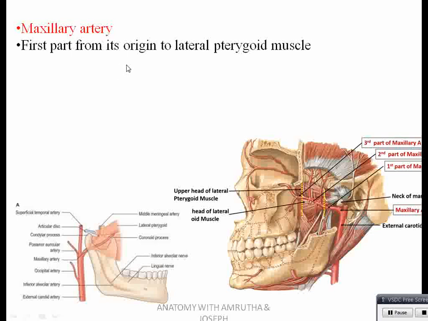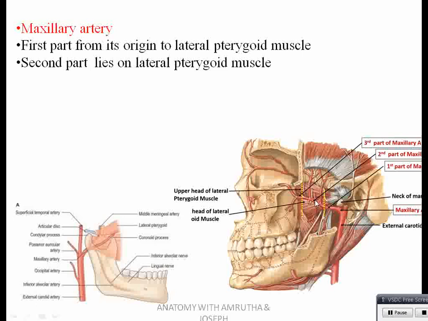So the first part is from the origin to the lateral pterygoid muscle. This muscle here is the lateral pterygoid muscle. Lateral pterygoid muscle can be seen. So from the origin up to the lateral pterygoid muscle, it is the first part. The second part lies on the lateral pterygoid muscle.